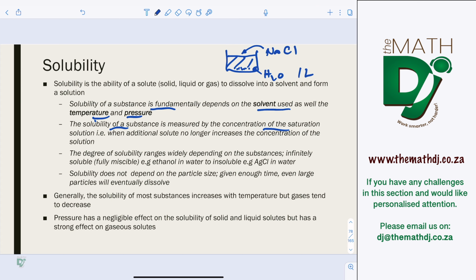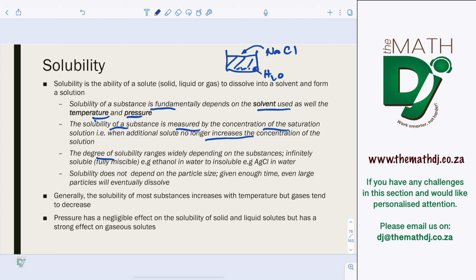and nothing will be shown at the bottom. So by the moment you start to see deposit at the bottom, it means the water, like in case of 1 liter, as an example, will no longer be able to accommodate any additional salt. So the solubility of a substance is measured by the concentration of the saturated solution, when additional solid no longer increases the concentration of the solution. So basically that's what I was trying to explain.